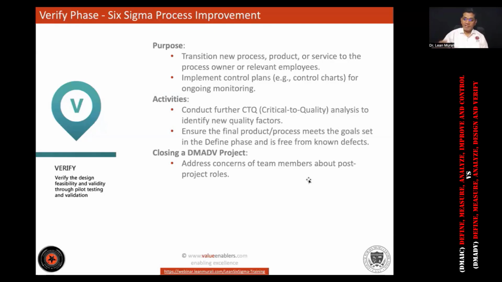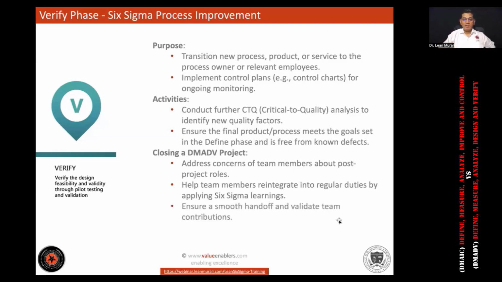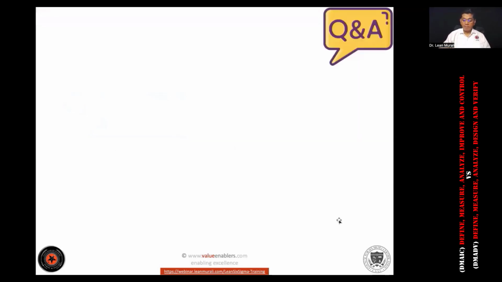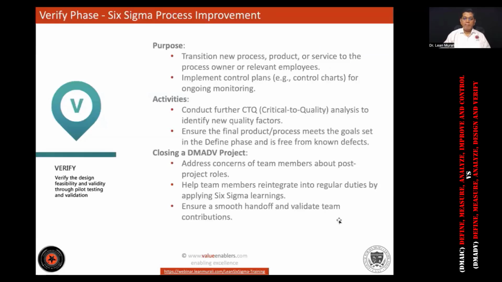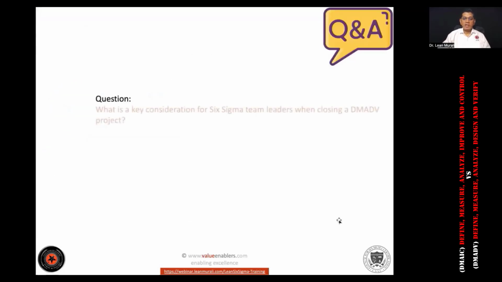Very important. After it is rolled into a regular process or production or operations environment, the roles have to be very clear, and please help the team members reintegrate into regular duties by applying Six Sigma learnings. Handoff is very important. Handing over, validating the team contributions, very, very important. Okay, so we'll end with this question and answer.